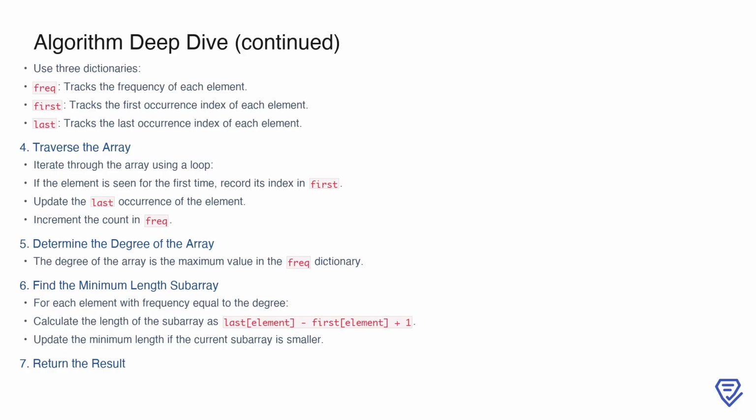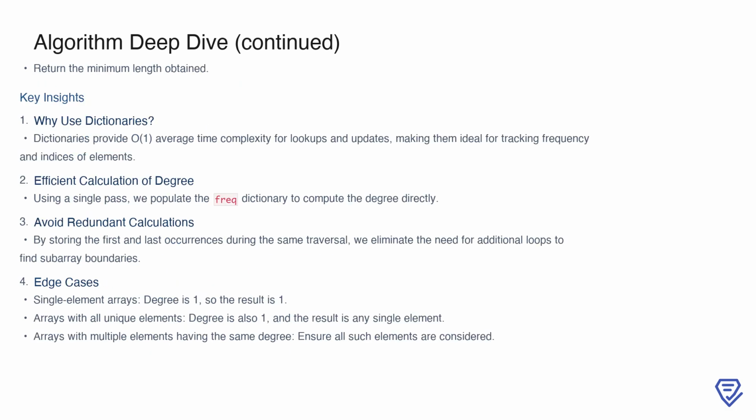Once this traversal is complete, the degree of the array can be determined by finding the maximum value in the frequency dictionary. Finally, we use this degree to identify all the elements contributing to it, and for each of these elements, calculate the length of their respective subarrays. By comparing these lengths, we can determine the smallest subarray. The process concludes with returning this minimum length as the result. The final step in our algorithm is returning the minimum length obtained after evaluating all the subarrays of interest.